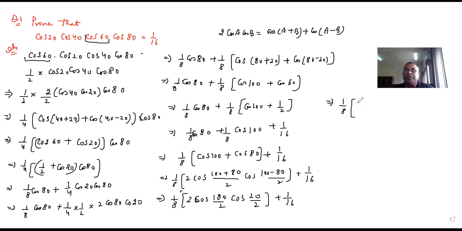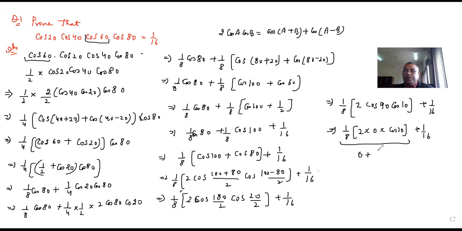Now see, this is 2 cos 90 cos 10 plus 1 over 16. So which implies 1 by 8, 2 cos 90, it is 0, is 2 cos 10 plus 1 by 16. So this entire thing is 0, which is equal to 1 by 16, which is equal to the right hand side. Proved.